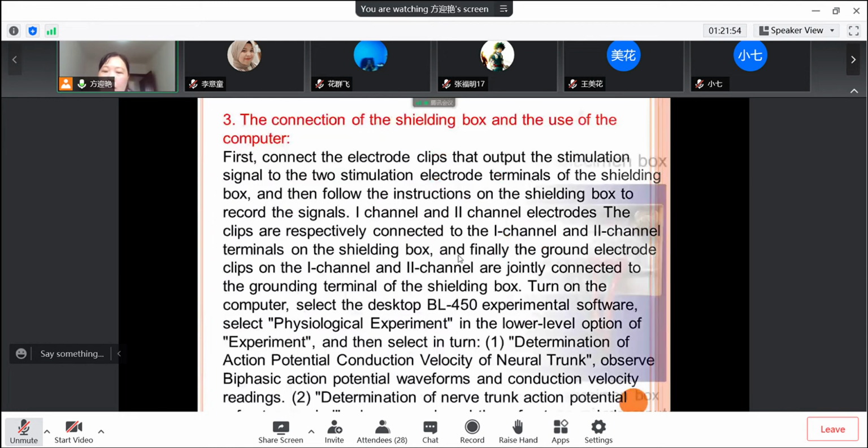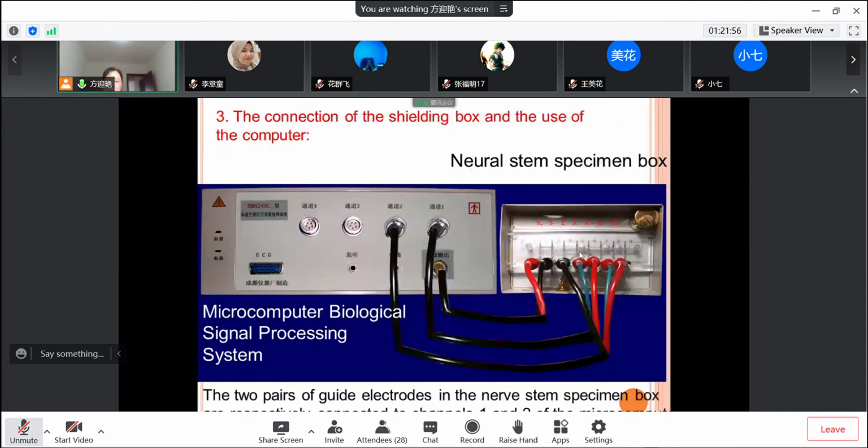We can see here the nerve shielding box for the nerve fiber. We can see this box, and this is the electrode. We can see here this stimulating electrode, and also this recording electrode.